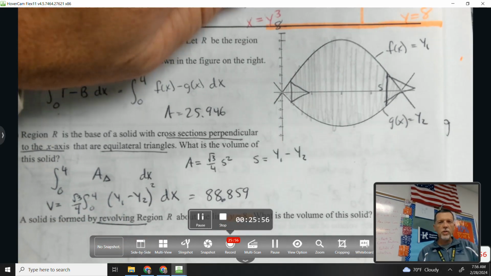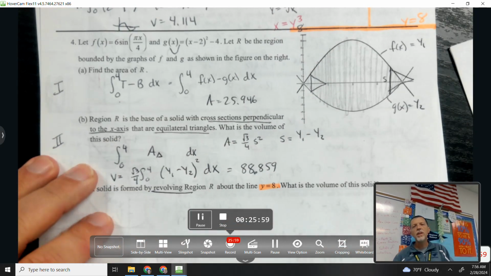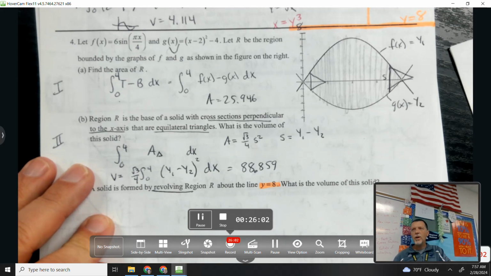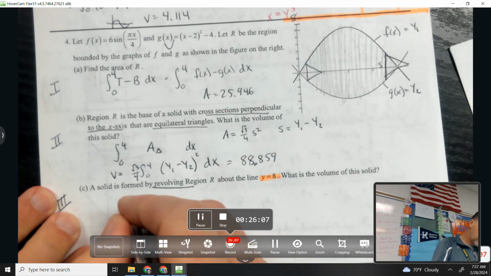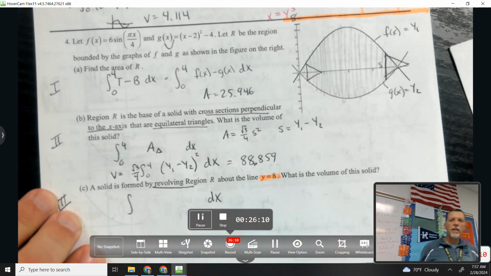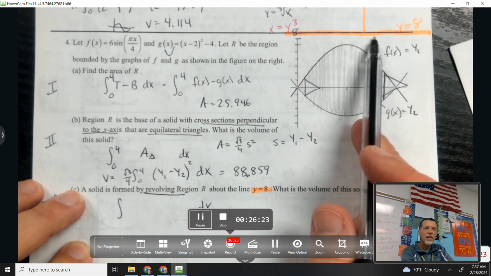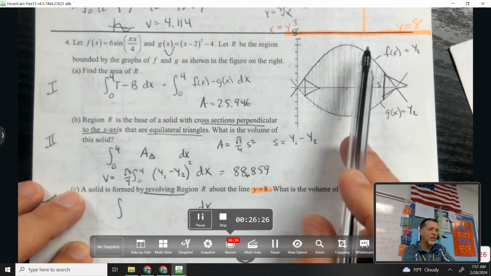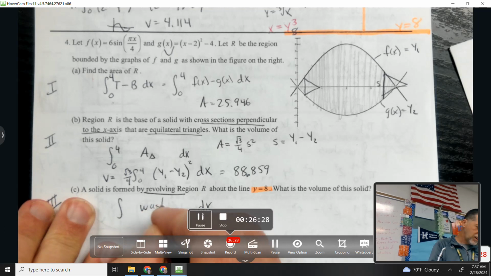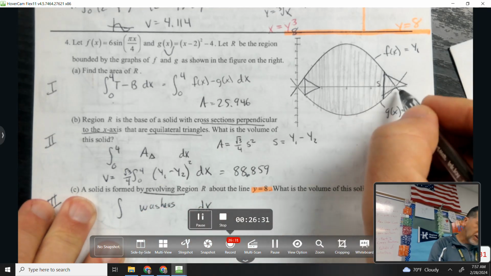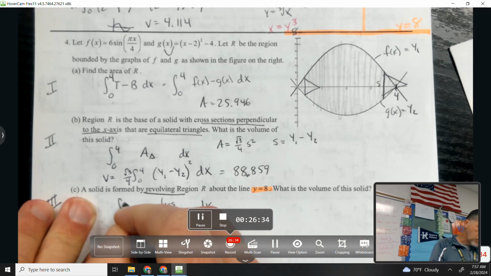So a couple of questions for you. Is this going to be a dx or a dy problem? Dx, good. Is this a disk or washer problem? Are my cross sections going to be disks or are they going to be washers? Washers. There's a hole in there. If there's a space between your axis and your curve, they're going to be washers. And if we're going dx, we'll go 0 to 4.